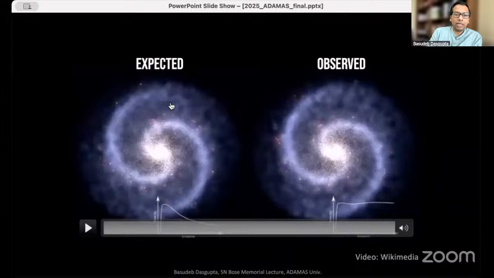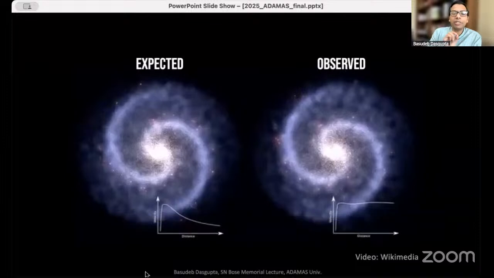In fact, on the left-hand side, I will show you a video of how the galaxies are expected to rotate about their center if Kepler's laws were completely correct. And on the right is what is observed. Okay.